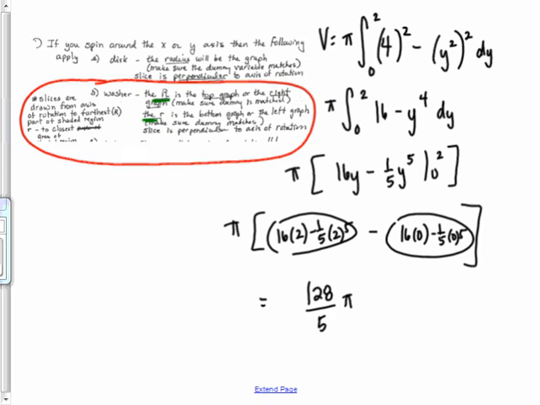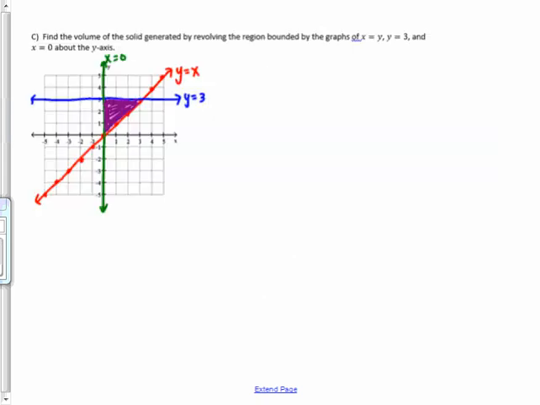Okay. All right, so some more examples. Find the volume of the solid generated by revolving the region bounded by the graphs of x equals y, y equals 3, and x equals 0 about the y-axis. So I went ahead and graphed it for you, and we are rotating about the y-axis. So are you solid to that y-axis? Well, yeah, if you look at it, you're solid right there. There's no space, so you know you're a disk.